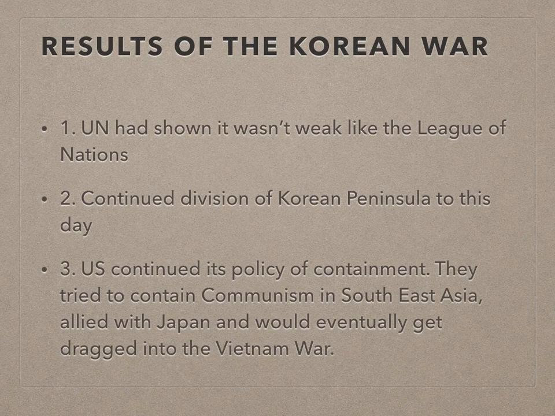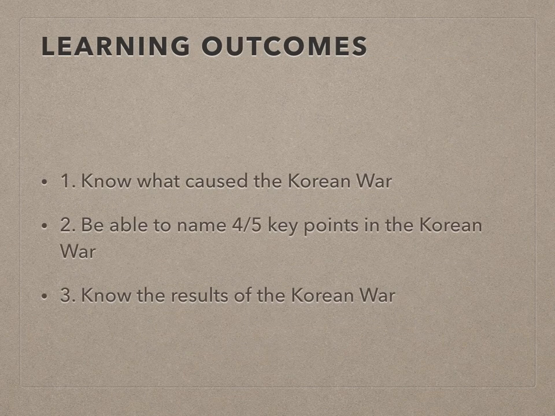They tried to contain communism in Southeast Asia, to keep it within Japan and China and North Korea. This led to an alliance with Japan, who had been their mortal enemies only 5 years earlier, and this would eventually get the US dragged into the Vietnam War.